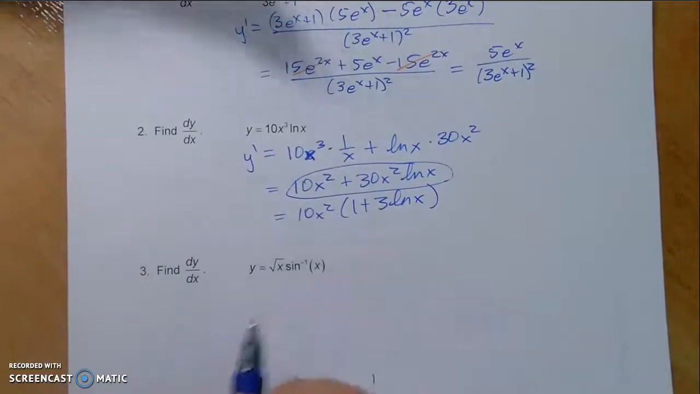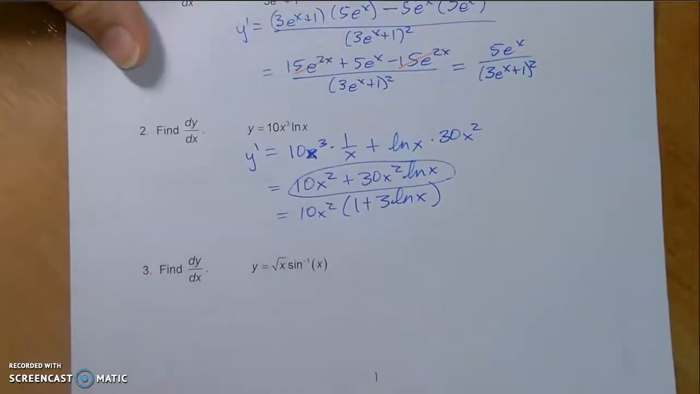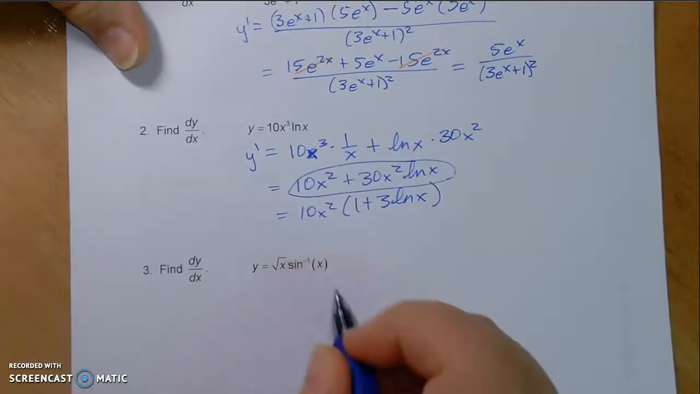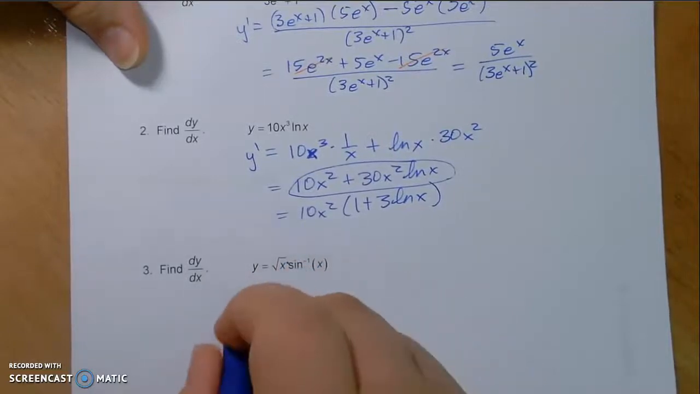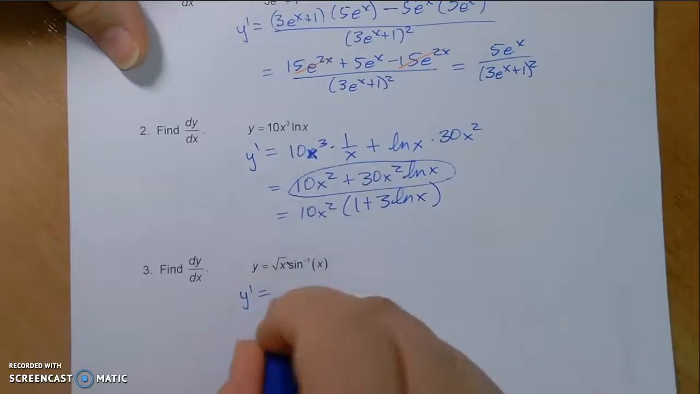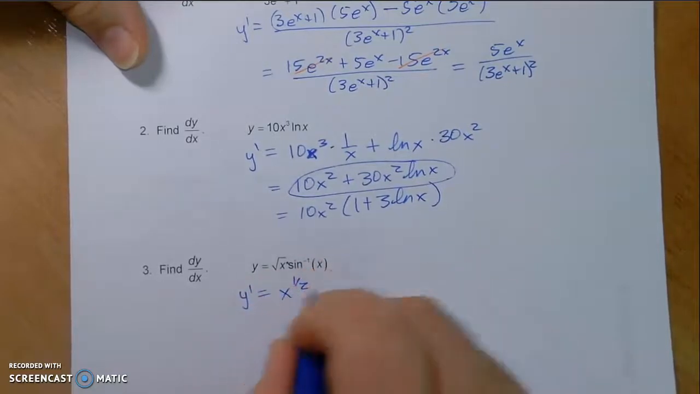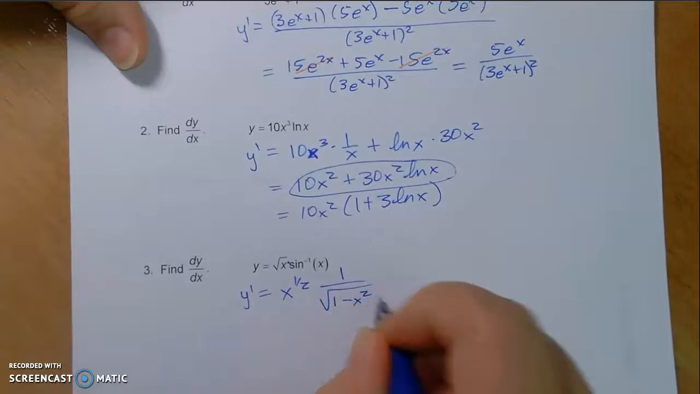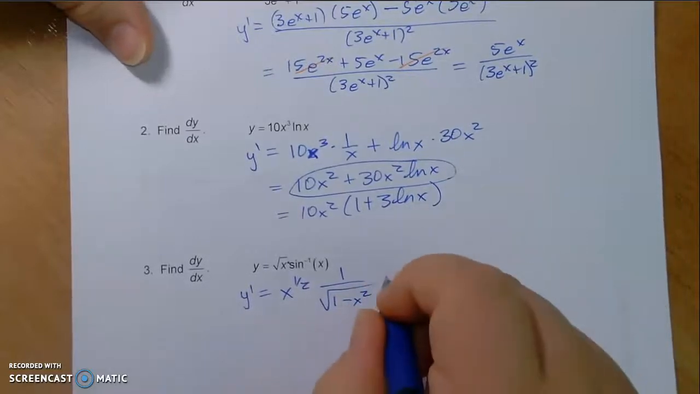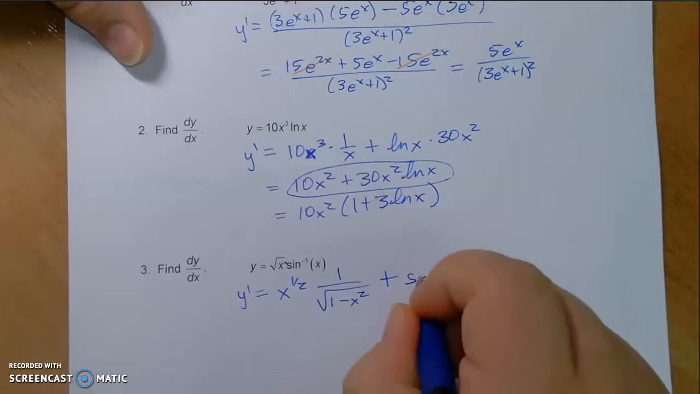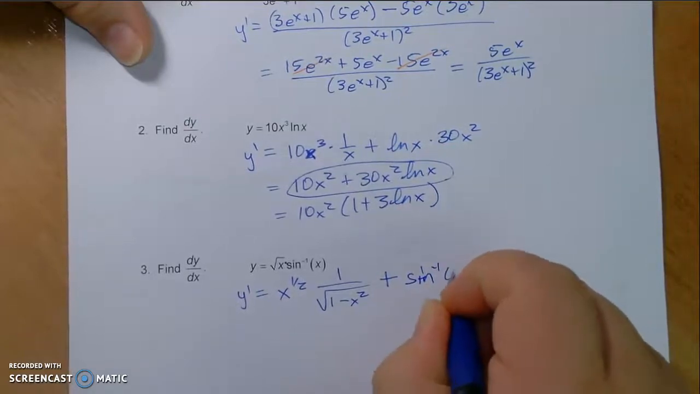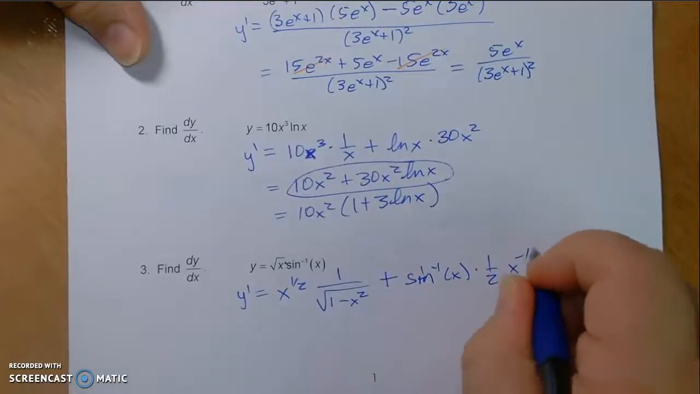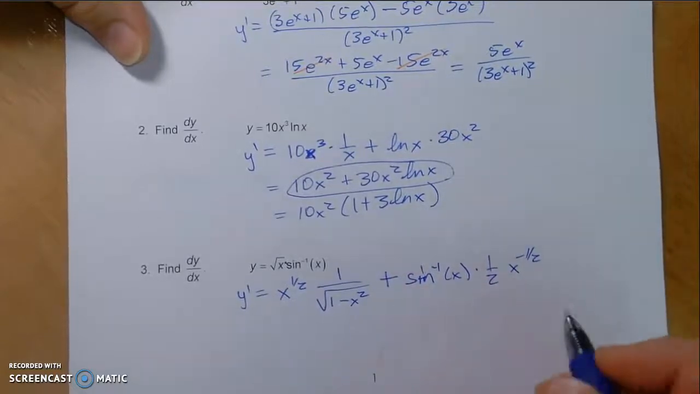Moving on, we see we've got another product rule involving an inverse trig function this time. So let's get going, make sure we know that this is a product rule. We have the first, x to the 1/2, times the derivative of the second, which is 1 over the square root of 1 minus x squared, no chain rule, plus the second, inverse sine of x, times the derivative of the first, 1/2 x to the negative 1/2, again, no chain rule.